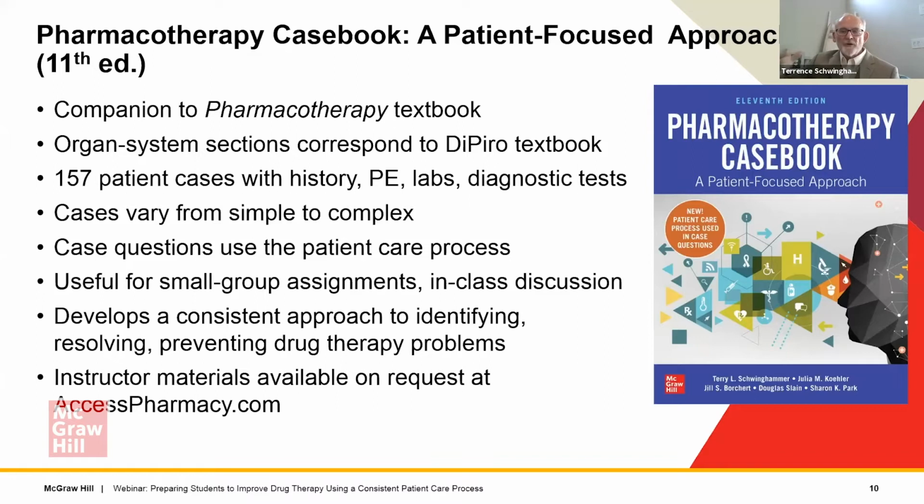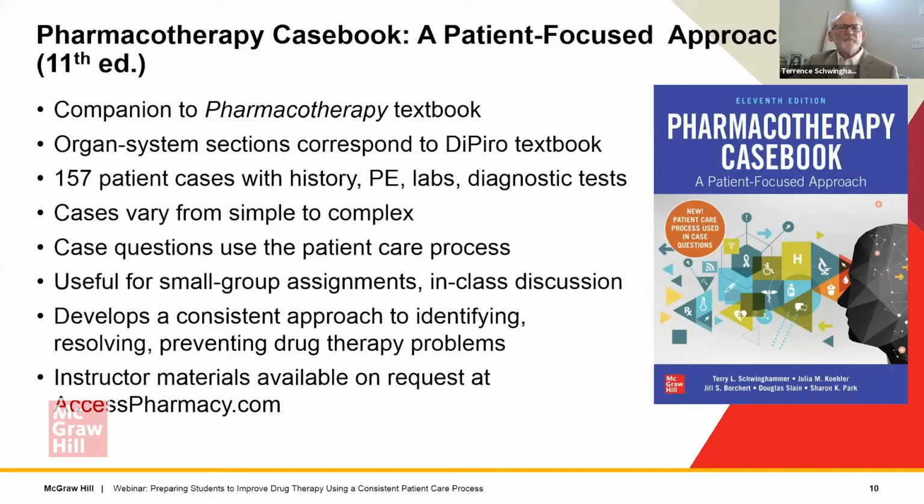So Stuart referred to practice, practice, practice. And that's how you get good at it, is answering the same questions regardless of the disease state. And I'd like to point out that instructor materials are available on request to instructors by contacting user services at McGraw-Hill.